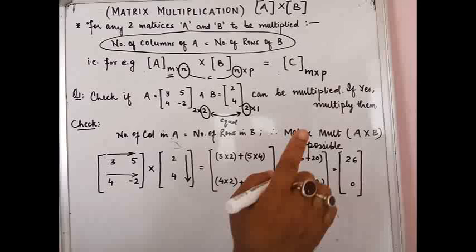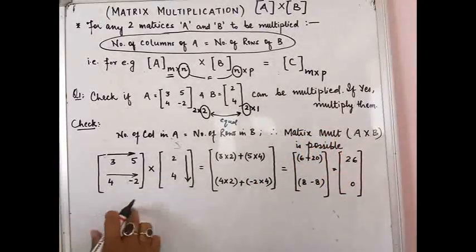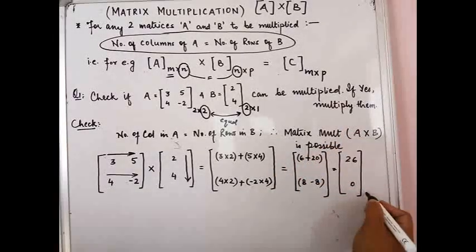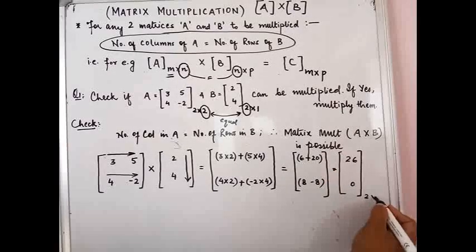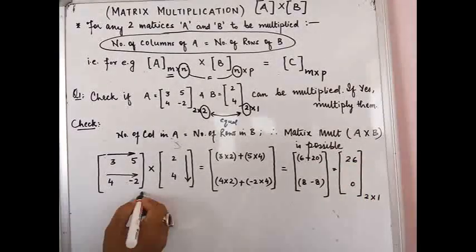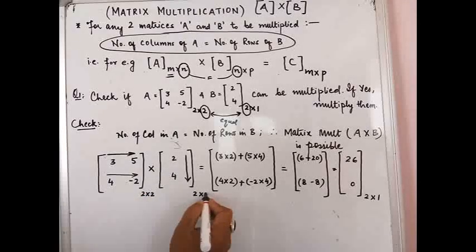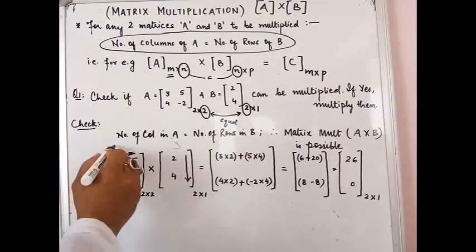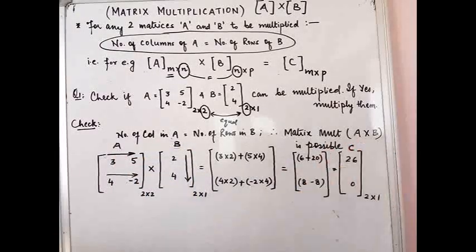So the final third matrix after multiplication of these two matrices has come out to be in this form. That means if you write the order of this matrix, 2 rows are there and there is only one column involved. Now I am going to just put down these orders of matrix A and matrix B over here. This was your matrix A, this was your matrix B, and the answer that you have got is, suppose, matrix C.